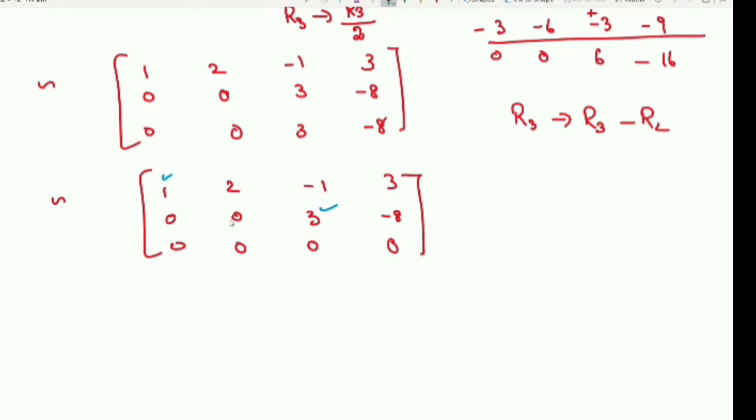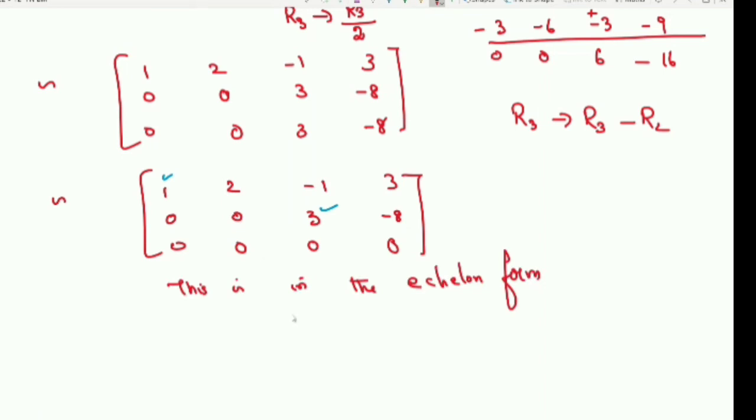Now you count the number of zeros. Number of zeros before 3 you have 2. Number of zeros here 4. So this is in the increasing order. You have 2 here and you have 4 zeros here. So this is in the echelon form or the triangular form.